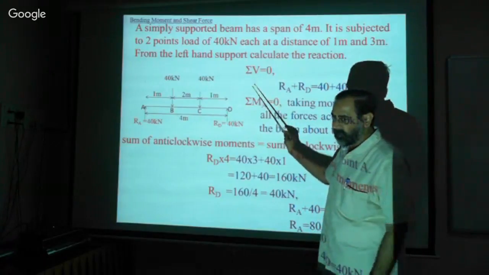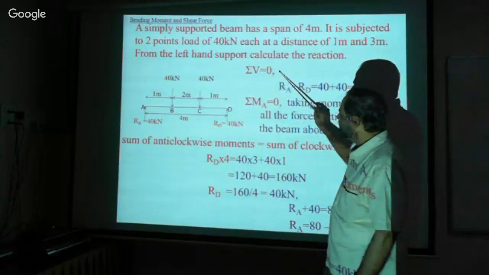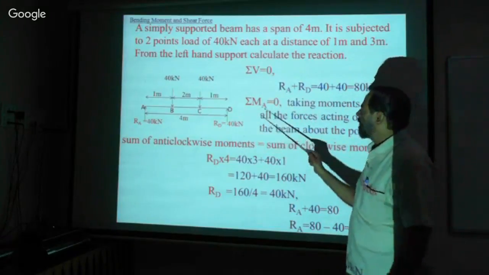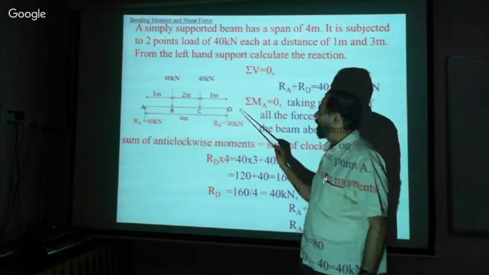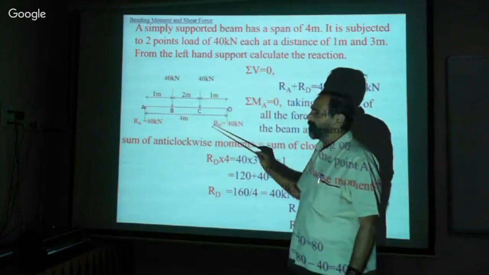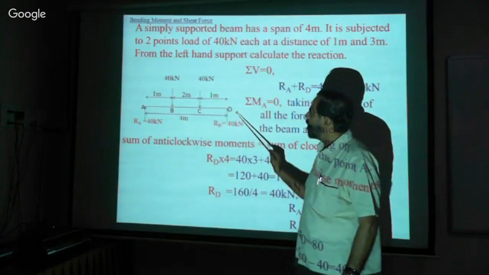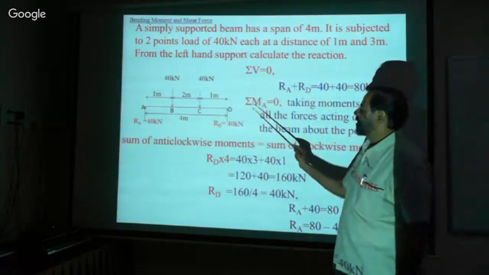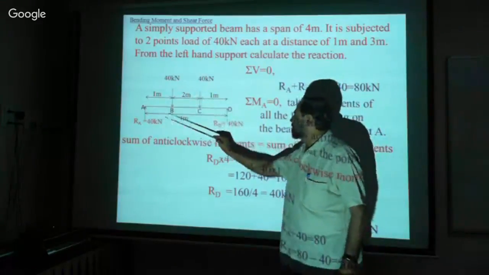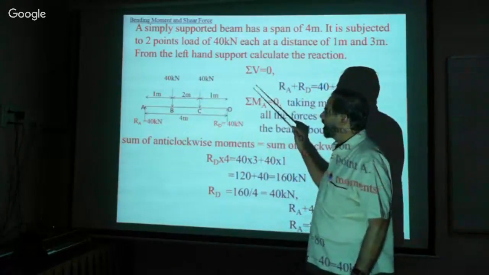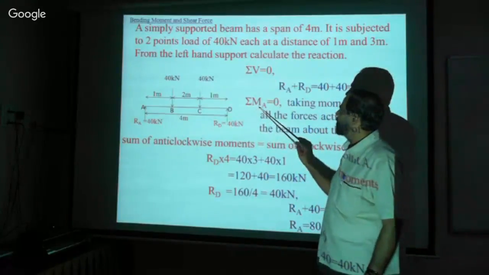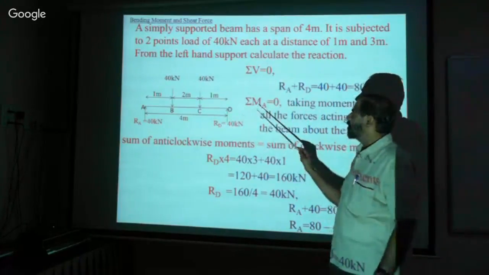There are three conditions of equilibrium. One condition is already used. The other condition is sigma H is equal to 0. Sigma H, horizontal forces. So the algebraic sum of all the horizontal forces must be equal to 0 in this system. There are no horizontal forces, therefore that condition is irrelevant. We are not using that. Now therefore the third condition, sigma MA is equal to 0.